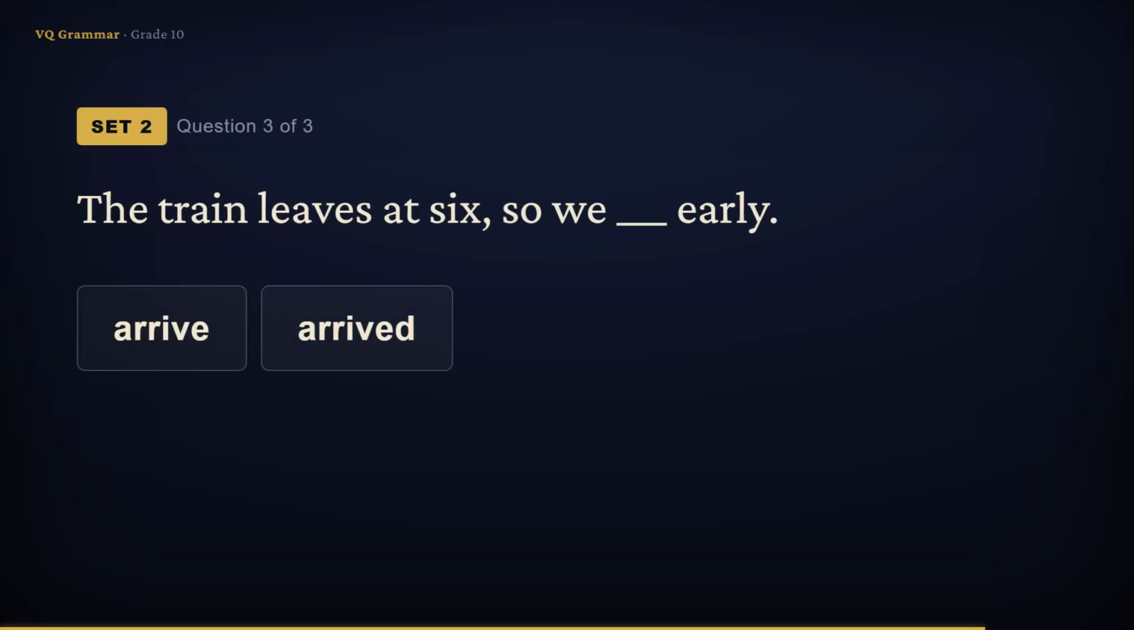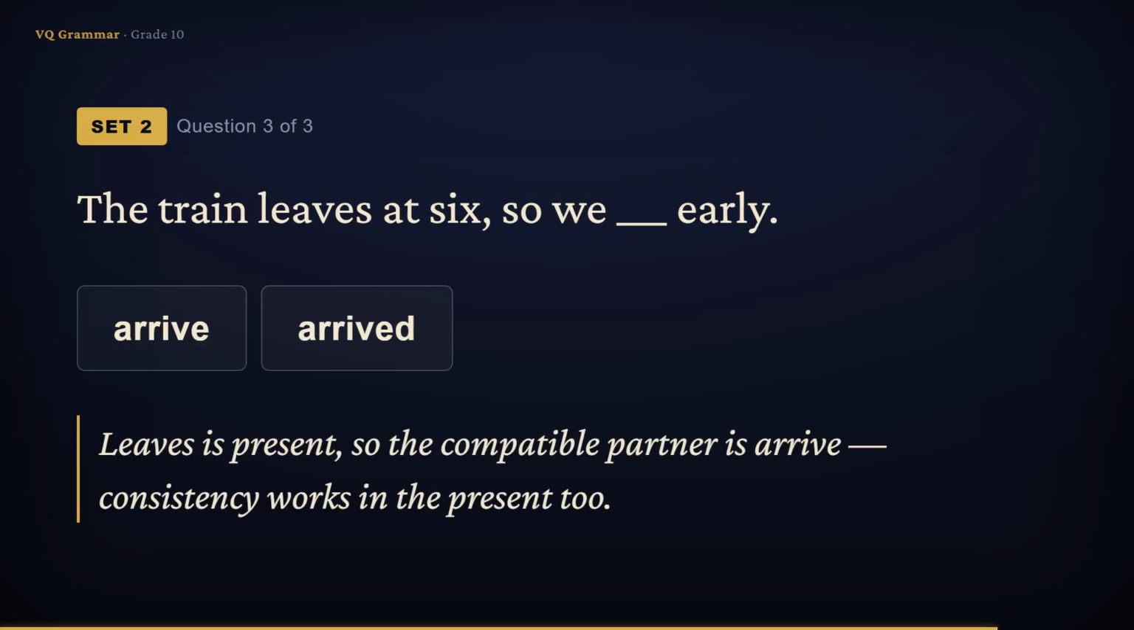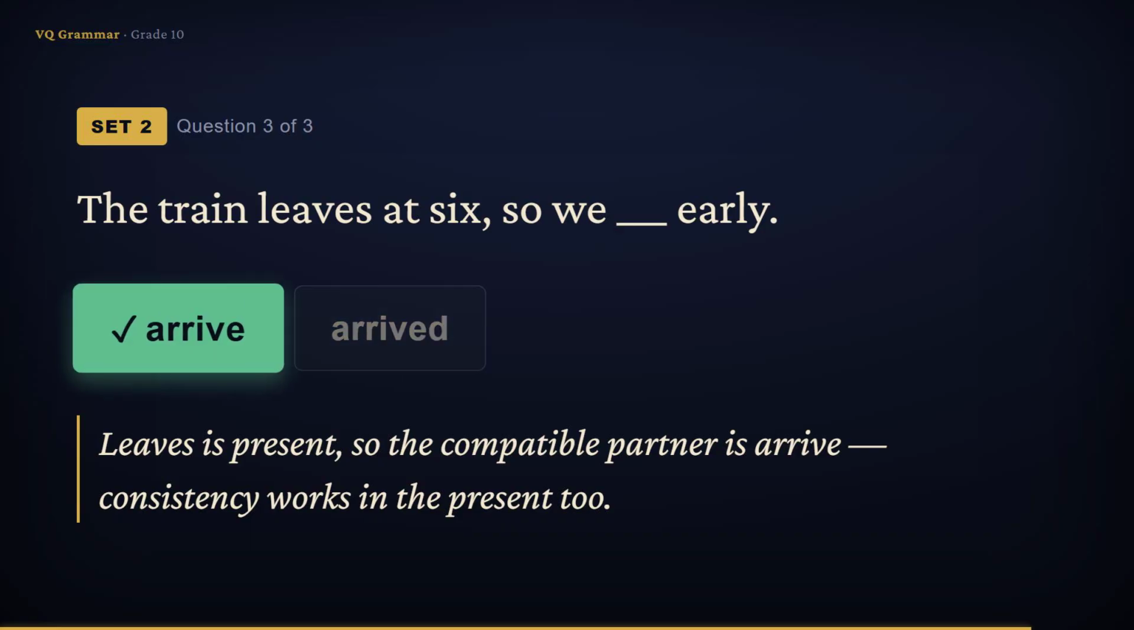The train leaves at 6, so we blank early. Careful here. This one isn't a past tense sentence at all. Leaves is present, describing something that's true right now. Arrived would drag us backward for no reason. Consistency works in the present just as much as in the past, so the answer is arrive.